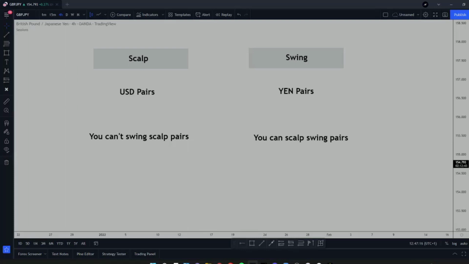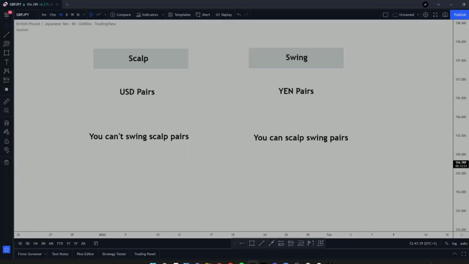So what can you do with scalp pairs? Well, the word says it. You can only scalp it. With scalp pairs, you can't swing it. But on the other hand, you have swing pairs like yen, for example, that are very beautiful to trade swinging. But those swing pairs, you can also scalp them.